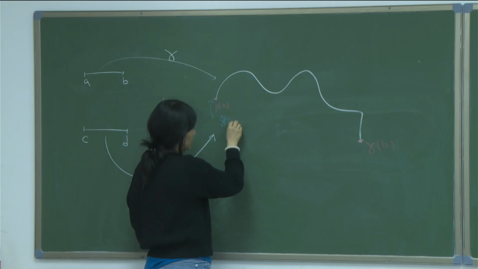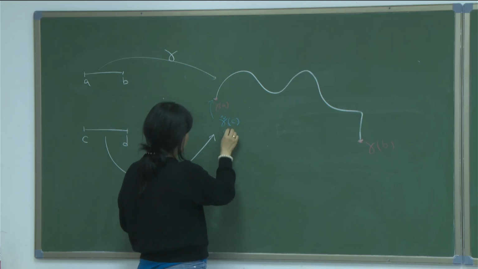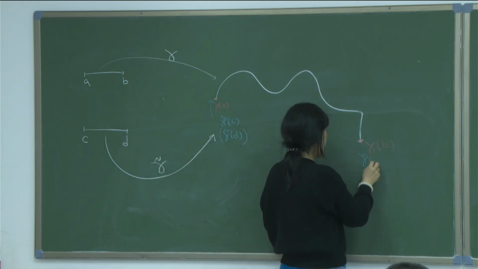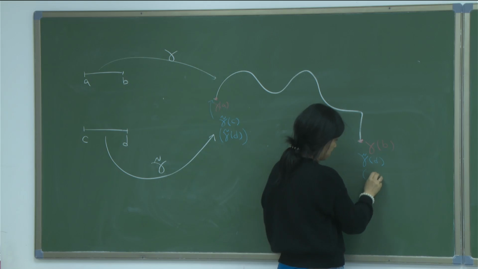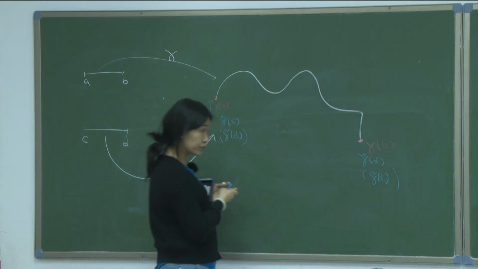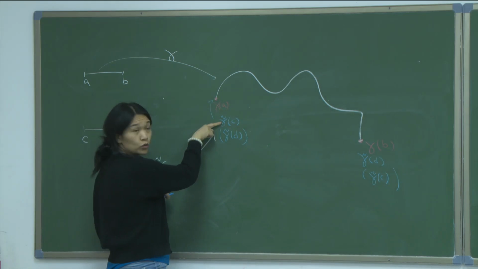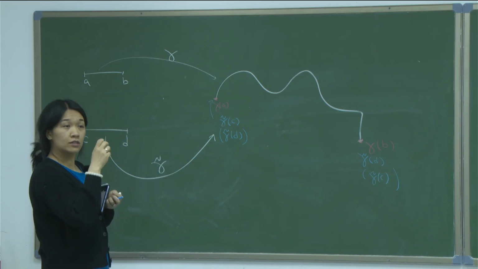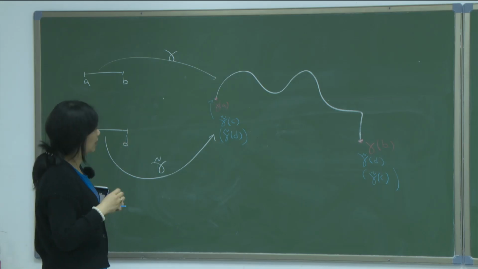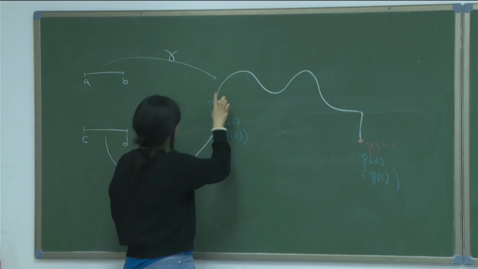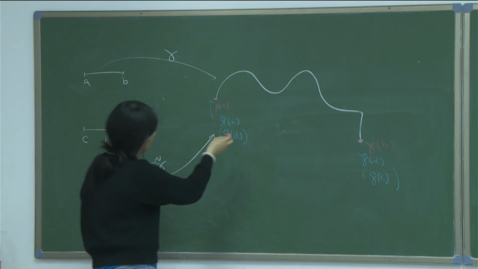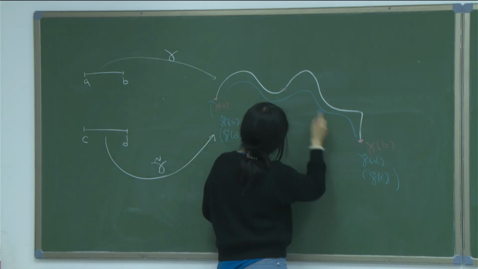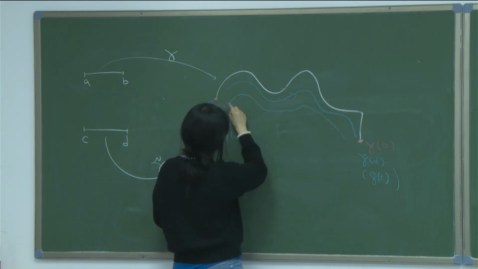Well, it could be gamma tilde of C, or it could be actually gamma tilde of D, right? And then the other point would be the other one. So what is the difference, though, between the blue one, if I start with gamma tilde of C? The orientation. Yes, you're right. The red curve goes from here to there, while the blue curve can go either this way or this way.